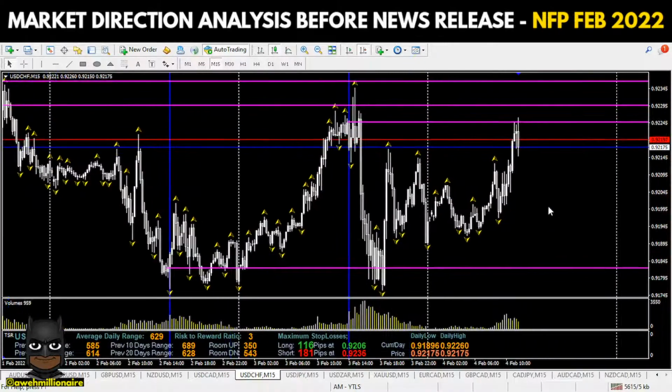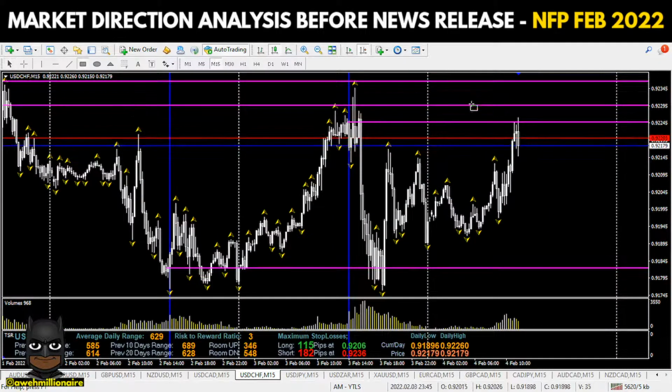USDCHF, same thing here. We've got price testing the supply here, so going to look for selling opportunities there. Can look to sell from the supply down to the demand level.